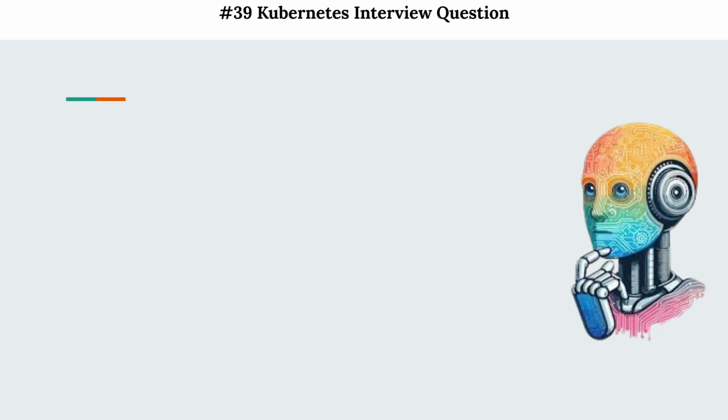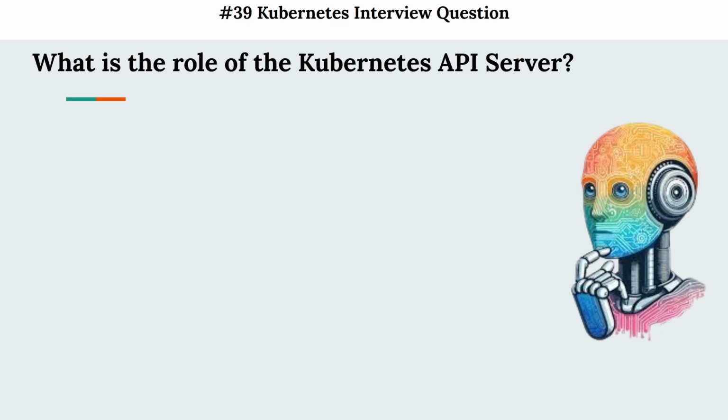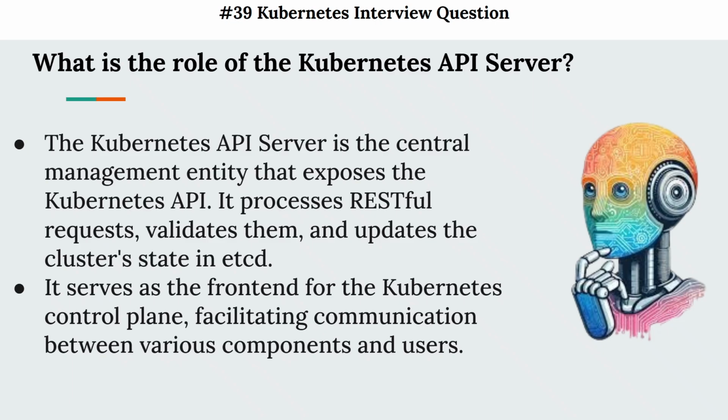Let's move to the 39th question. What is the role of the Kubernetes API server? Let's see the answer. The Kubernetes API server is the central management entity that exposes the Kubernetes API.